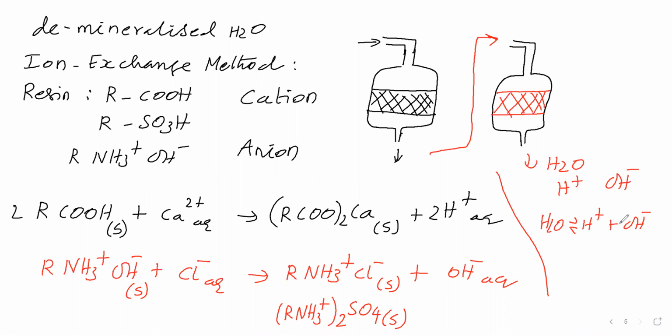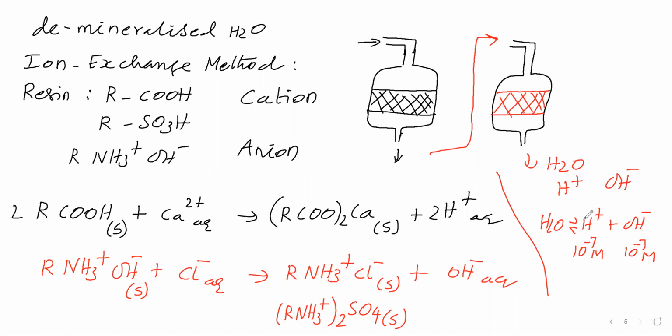Like this, equilibrium is possible. At 25 degrees Celsius, this concentration is 10 power minus 7 molar, and this concentration is 10 power minus 7 molar. Now the coming out water contains none of the minerals: sodium chloride, calcium chloride, magnesium sulfate, no minerals present in the water. Therefore, this water is called demineralized water, distilled water.